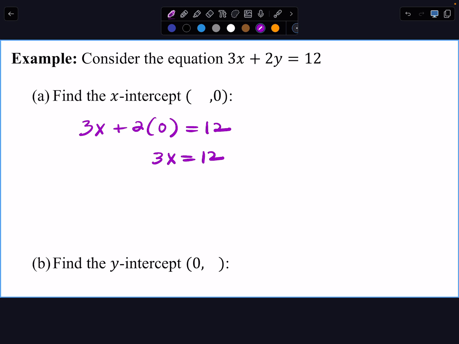How would we finish isolating x on the left-hand side there? What would we do? Divide both sides of the equation by 3. So we'll end up with x is equal to 4, but we're not done. We got x equals 4, but we are being asked to find the x-intercept, which we would represent as (4, 0) as the ordered pair, right? So the actual x-intercept is going to be the point (4, 0). Or if you want to put it up here, (4, 0).